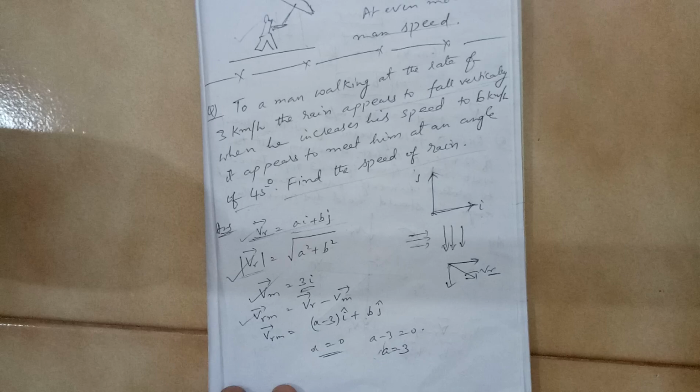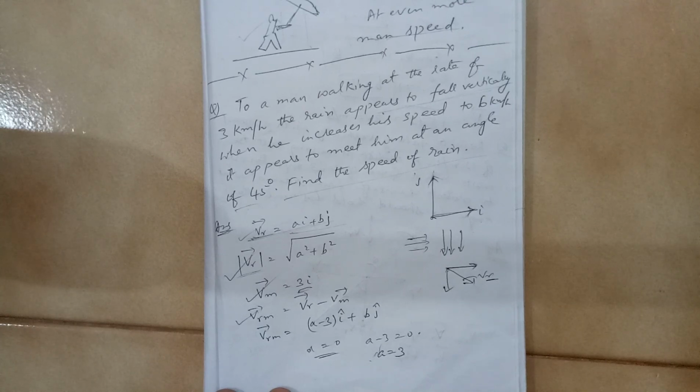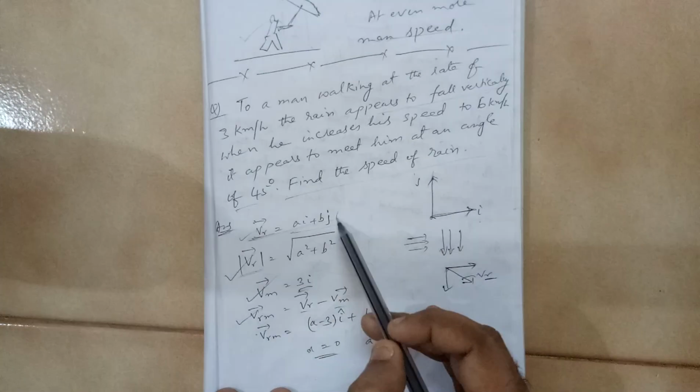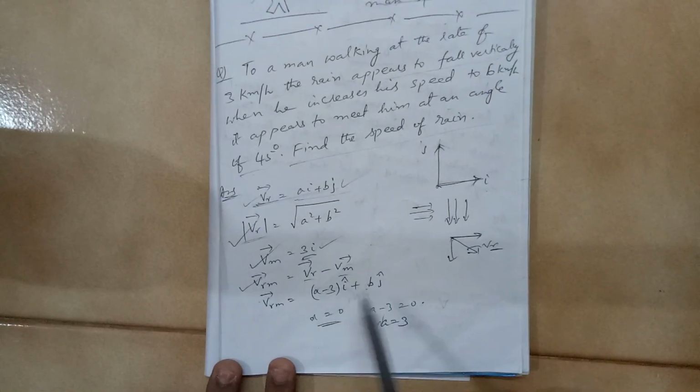We have to calculate VRM. Always we have to calculate the velocity of rain with respect to man to know in which direction the umbrella has to be held. So VRM will be equal to VR minus VM. VR we have assumed, VM is given. So we need to take the subtraction.